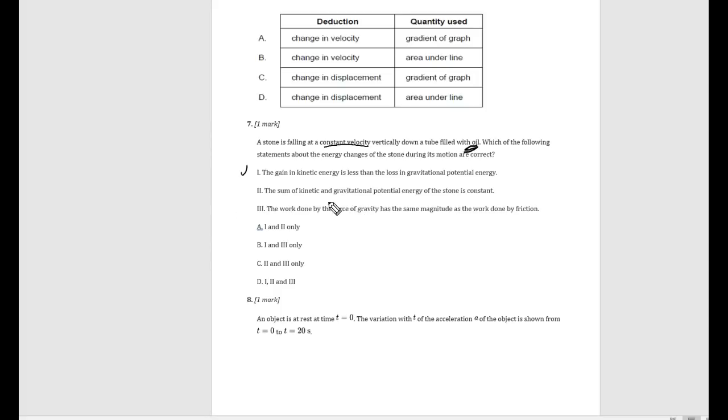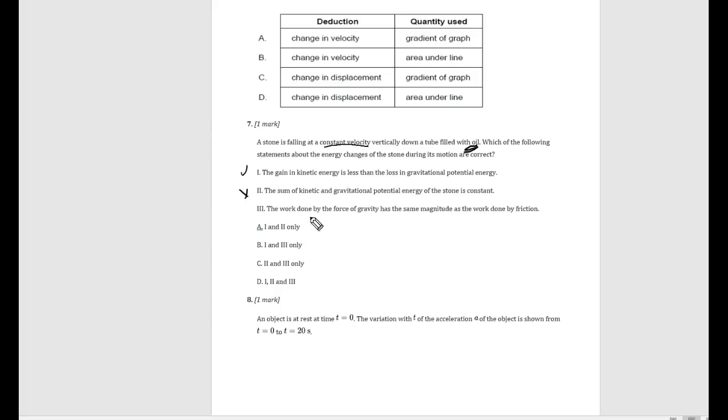2, the sum of kinetic and gravitational potential energy of the stone is constant. The sum of kinetic and potential energy is just mechanical energy, and we should know that mechanical energy is only conserved in situations where there's no resistive forces. That's not true in this case, and so this is not true.